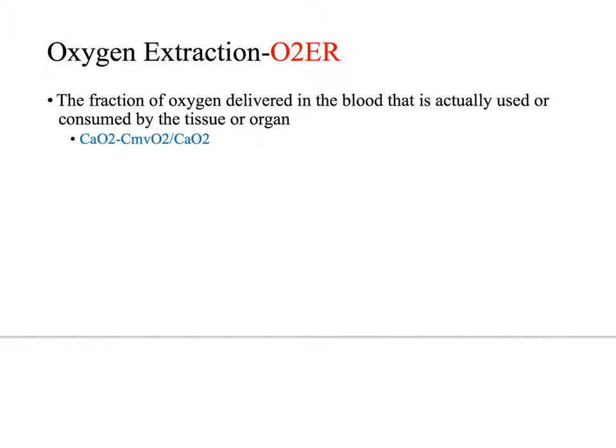Lastly, the oxygen extraction ratio is the fraction of the arterial oxygen content that is consumed as the blood traverses the organs or tissues. It is determined by dividing the difference of the arterial and venous oxygen content by the arterial oxygen content. Normally, oxygen extraction is only 20 to 30%, indicating a significant excess of oxygen that's being delivered to the tissues. This allows for extra cushion should oxygen delivery be compromised.